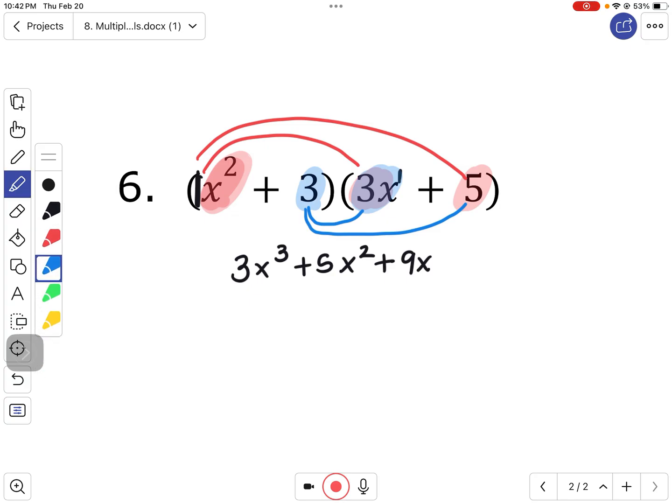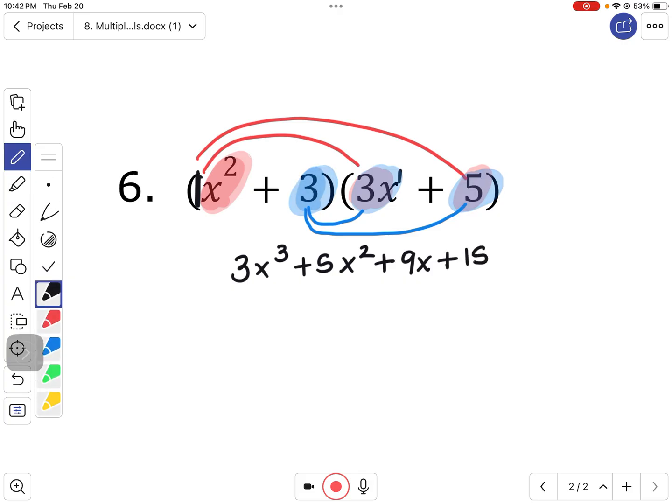And the last thing I'm going to do is take this 3 and multiply it with that 5. 3 times 5 is 15, so I'm going to say plus 15. Now I'm going to look through: are there any terms that I can combine because they have the same power? I went from the highest power, 3x to the third, all the way down to my constant, and none of my powers are the same, so I know that's just the answer. I'm just done with that one.